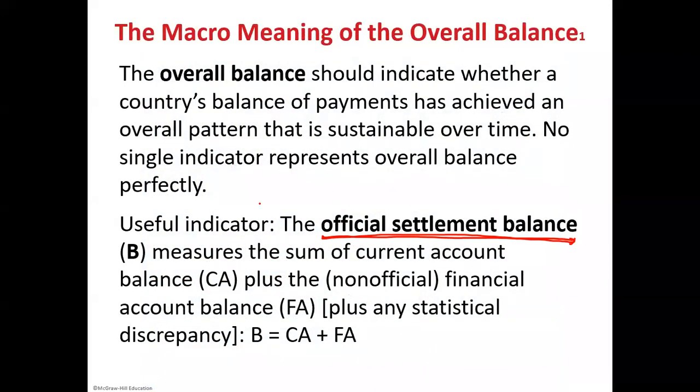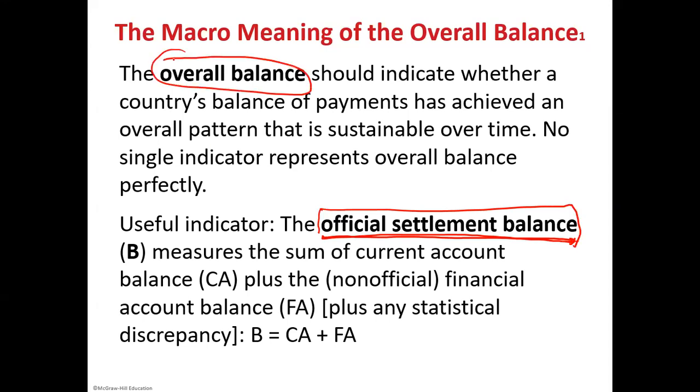Okay, so the official settlement balance is a summation of what? The current account balance and the financial account balance. And it also includes the statistical discrepancy. And the official settlement balance is used for what? It is used as the overall balance measure for the balance of payments.